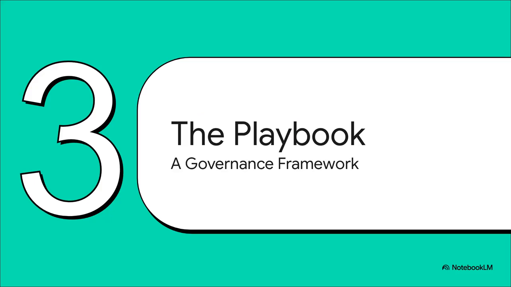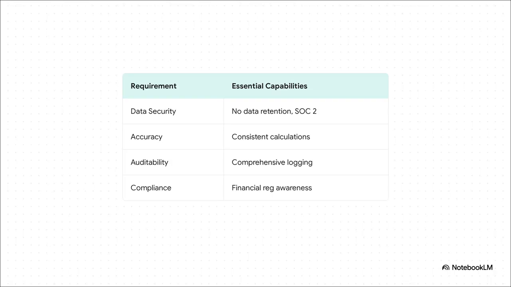So how do you do it? How do you balance all that peril with all that promise? The answer is, you need a playbook. A clear, robust governance framework that's built from the ground up specifically for the unique pressures of finance and accounting. And that playbook starts with being incredibly picky about the tools you even let in the door. You have to ask the hard questions.